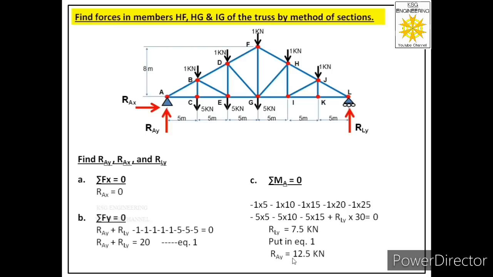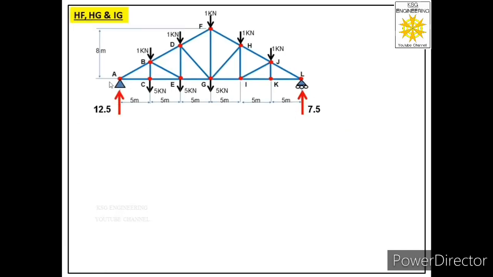So this is also positive. That means the direction which we assumed for RAY is correct. So there is no need to reverse that direction. So we have concluded that RAX is 0, RAY is 12.5 and RLY is 7.5. So let us label these values now. So we have removed RAX and we have labeled RAY and RLY.